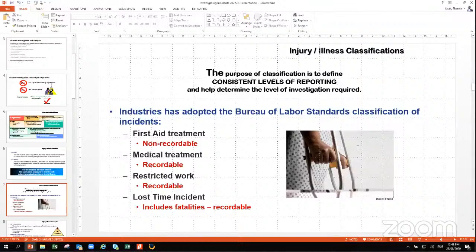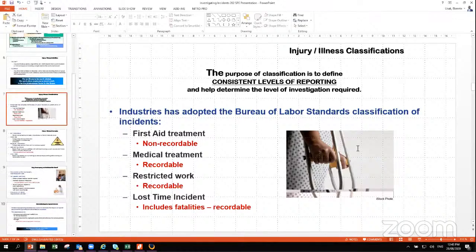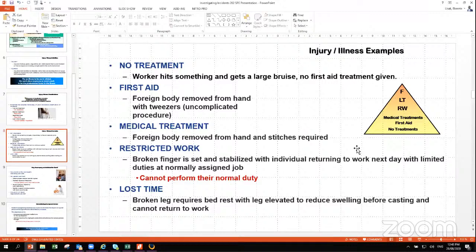And if someone dies, that means the person cannot come back to work again. So we say the person has lost the time to do work and we call it a lost time incident. These are a few examples that I can lay hands on. In a no treatment case, the person had injuries or fell or had an accident, but there was nothing for you to treat. First aid includes a foreign body that can be removed from the body, like with a pin or the tweezers that are used to take out a small thorn from a bone or a stick. So these are part of what you can refer to as examples of incidents.